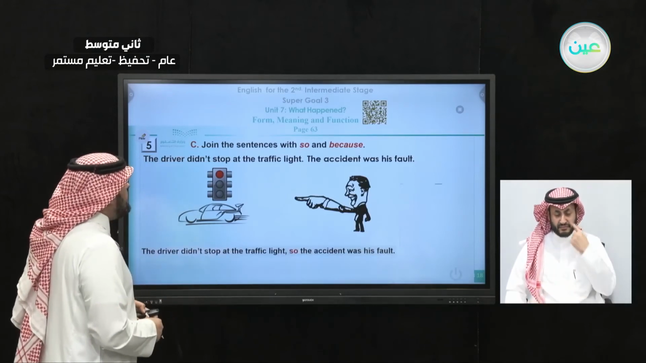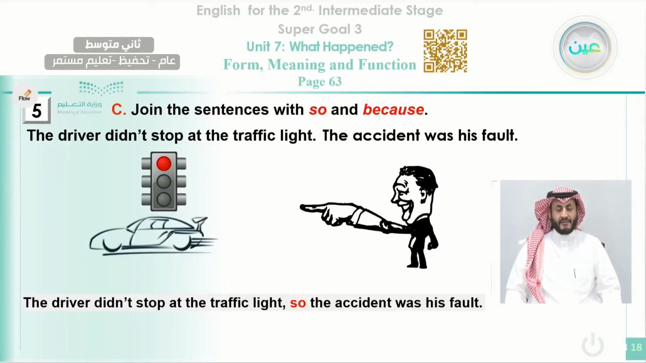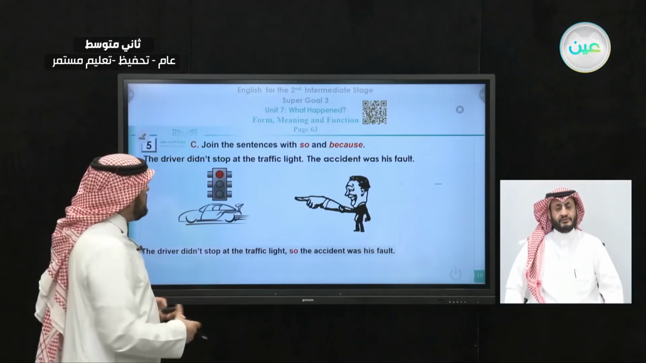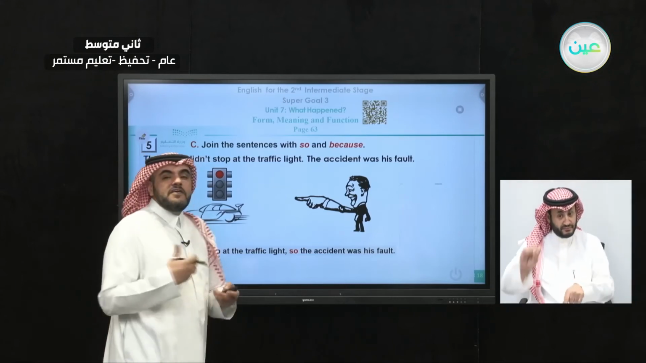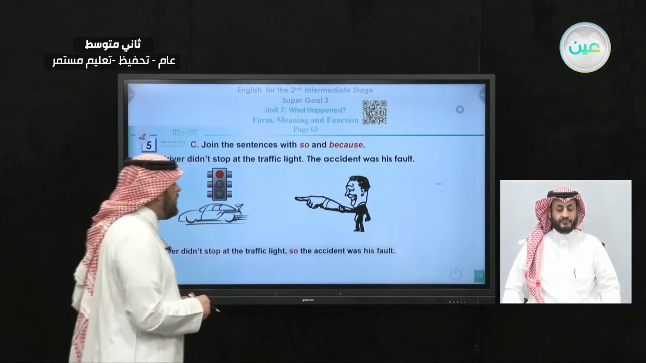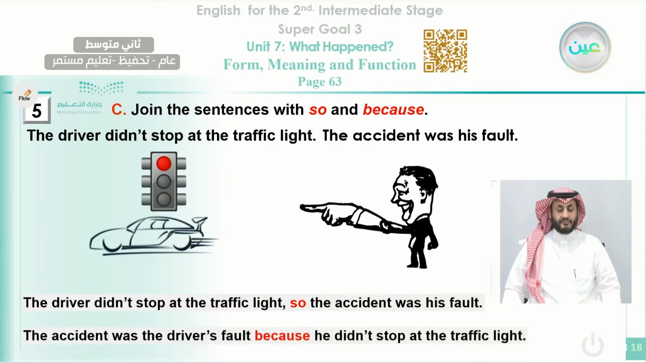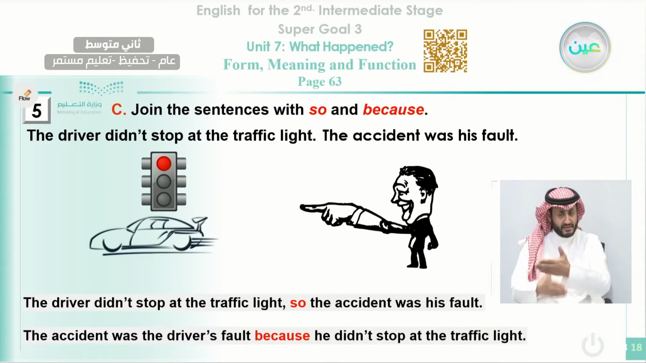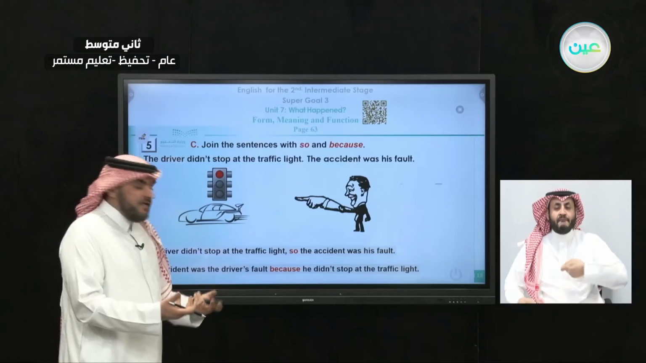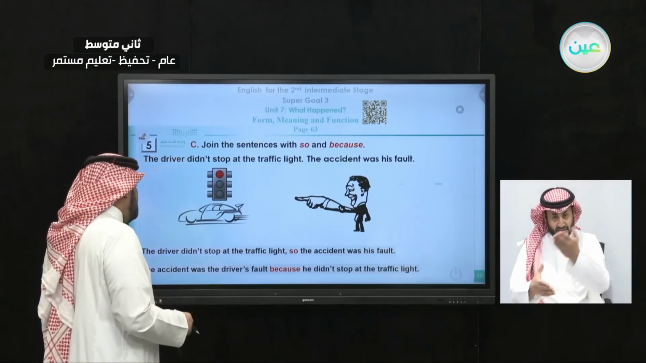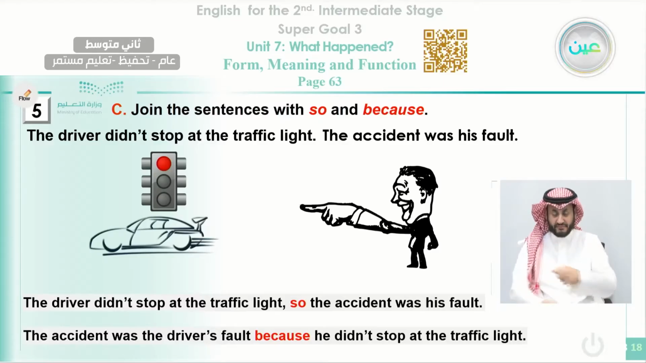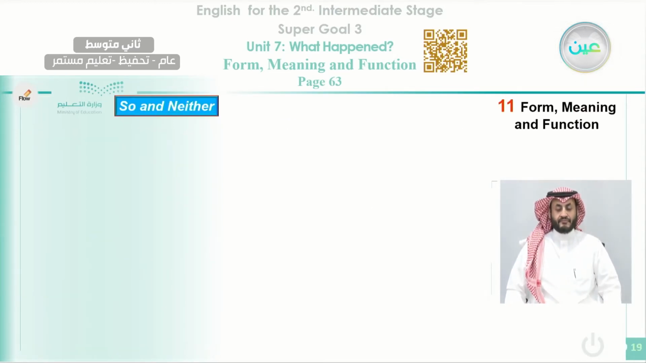Now let's read it using so. As a result, the driver didn't stop at the traffic light. What happened since he didn't stop? The accident was his fault. So that is the reason, and that is the result of not stopping at the traffic light. The accident was the driver's fault because he didn't stop at the traffic light. Here we're talking about a reason. Why did the driver have an accident? Because he didn't stop at the traffic light.